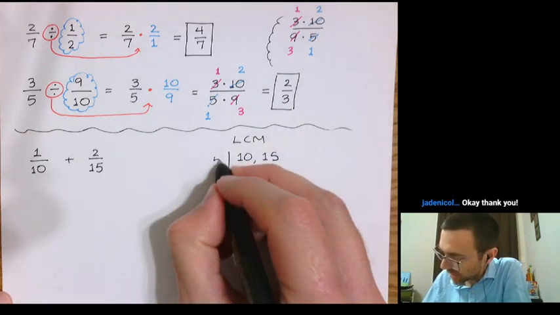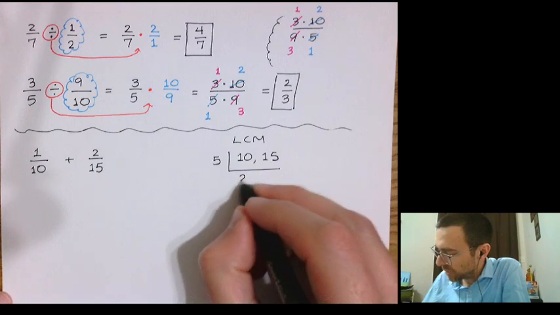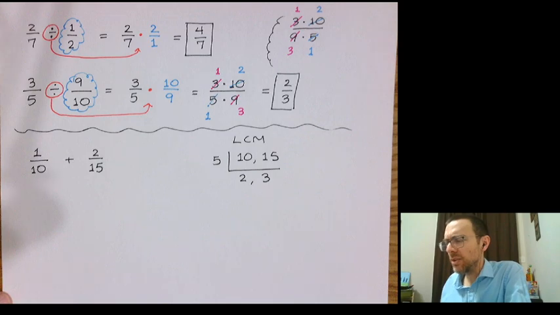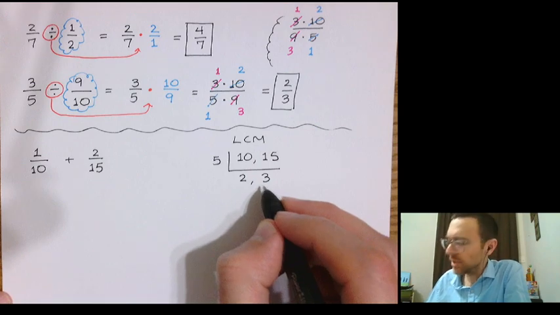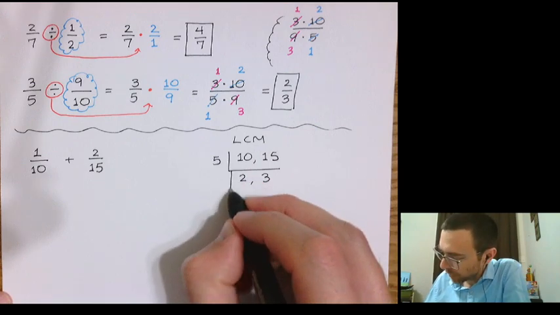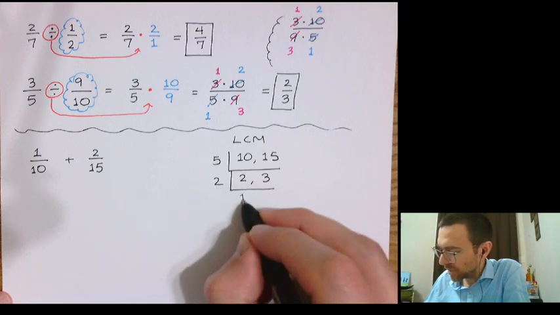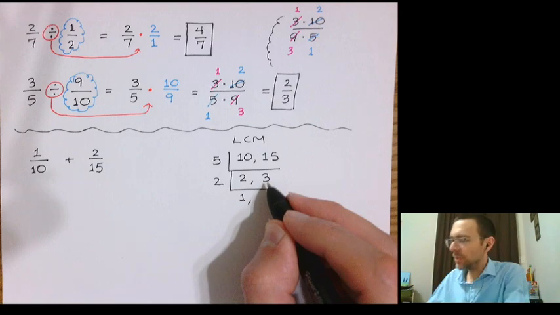So I can write a 5 out here, and I'm going to divide each of these guys by 5. That gives me a 2. It gives me 3. Now, there aren't any other common factors here, but here's what I'm going to do. I'm going to keep dividing numbers until I just have ones left. So, for example, I'm going to divide by 2. 2 goes into 2 one time. 2 does not go into 3 evenly, so leave the 3 as it is.